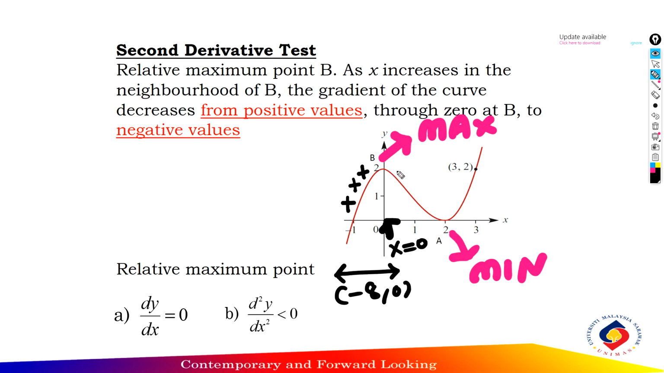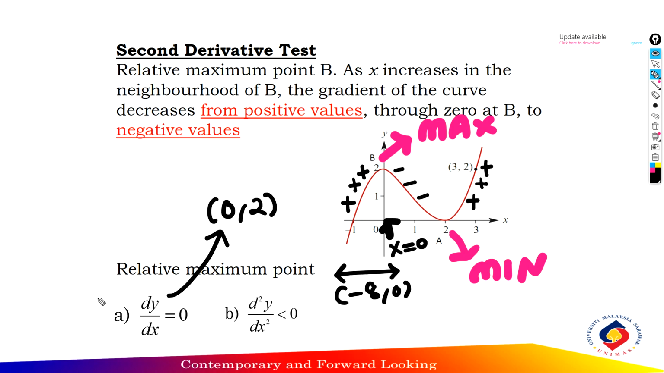After x equal to 0, the gradient of the tangent decreases, so the sign of the first derivative is negative. And after 2, the graph increases to positive infinity, so here you put the positive sign. Using the first derivative test, the relative maximum exists at (0, 2) when the first derivative equals 0. So here the relative maximum is at (0, 2).